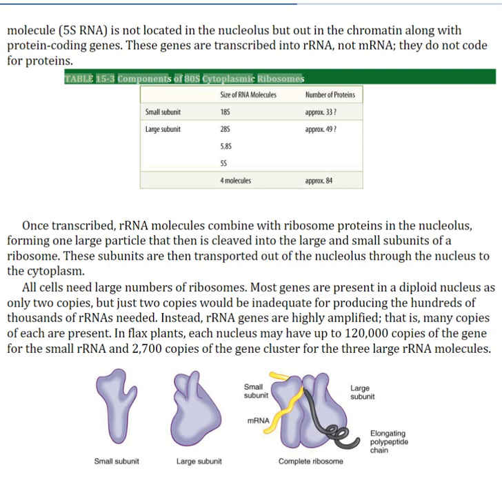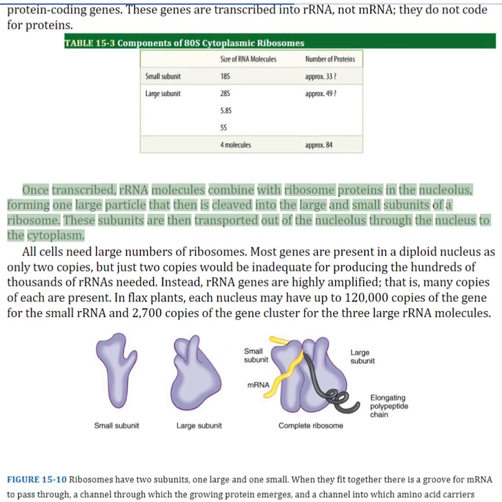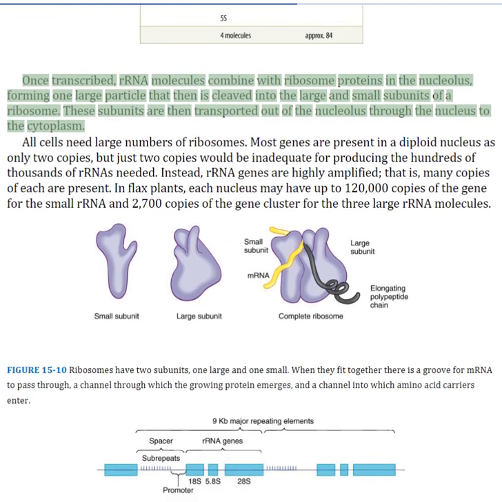Table 15.3: Components of 80S cytoplasmic ribosomes. Once transcribed, rRNA molecules combine with ribosome proteins in the nucleolus, forming one large particle that then is cleaved into the large and small subunits of a ribosome. These subunits are then transported out of the nucleolus through the nucleus to the cytoplasm.